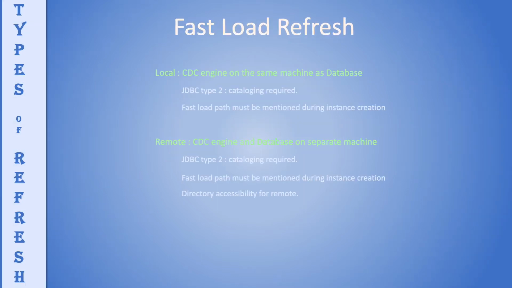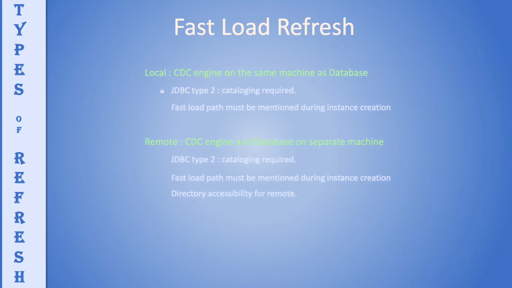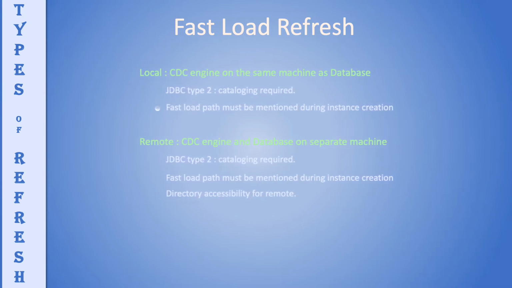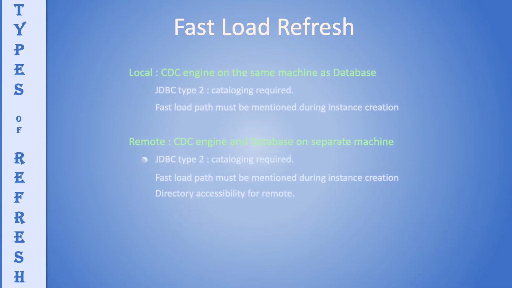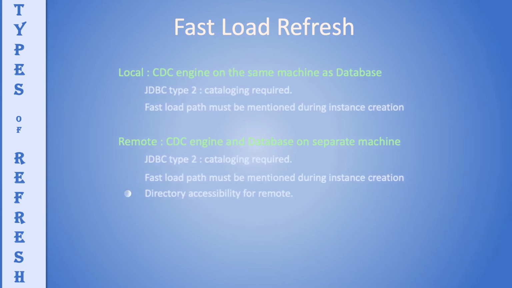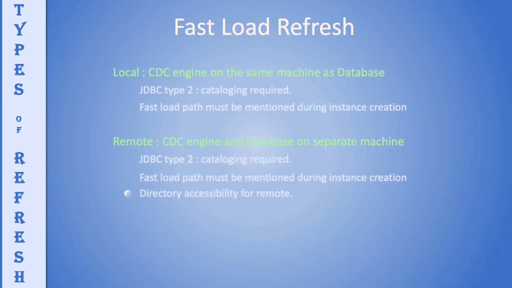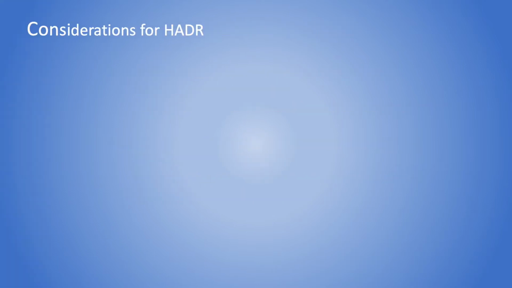Fast load refresh is the preferred refresh method when large amount of data needs to be moved. Fast load works only with JDBC type 2 and when database cataloging is implemented. Fast load needs a folder that must be mentioned during instance creation. CDC will need read, write, and execute access to this directory. Fast load can work in both remote and local configuration.